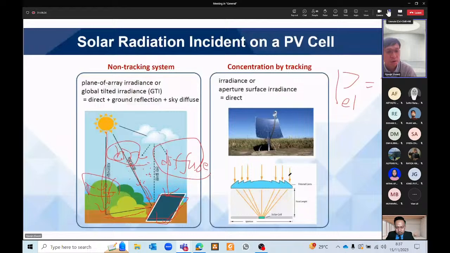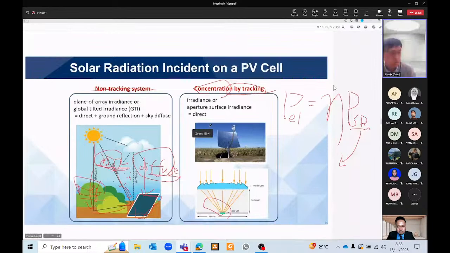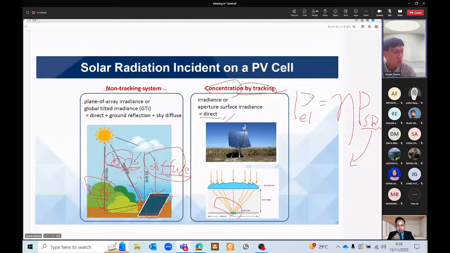When you have a non-tracking system. However, if you have a tracker and concentration, then you may use a lens or mirror. Then you're not going to use the diffuse component, only the direct component. So this is a tracking based solar PV. So we are focused on this fixed PV here to indicate the solar irradiance onto the surface.